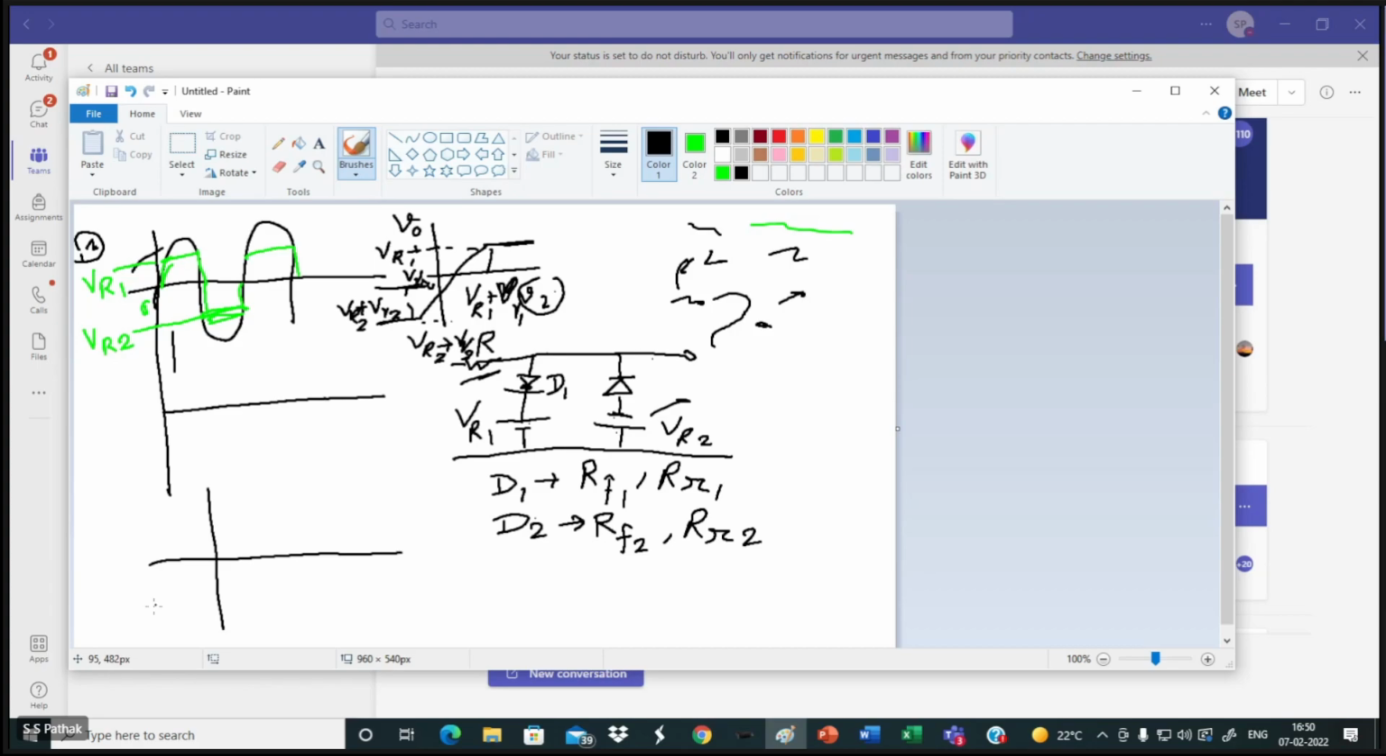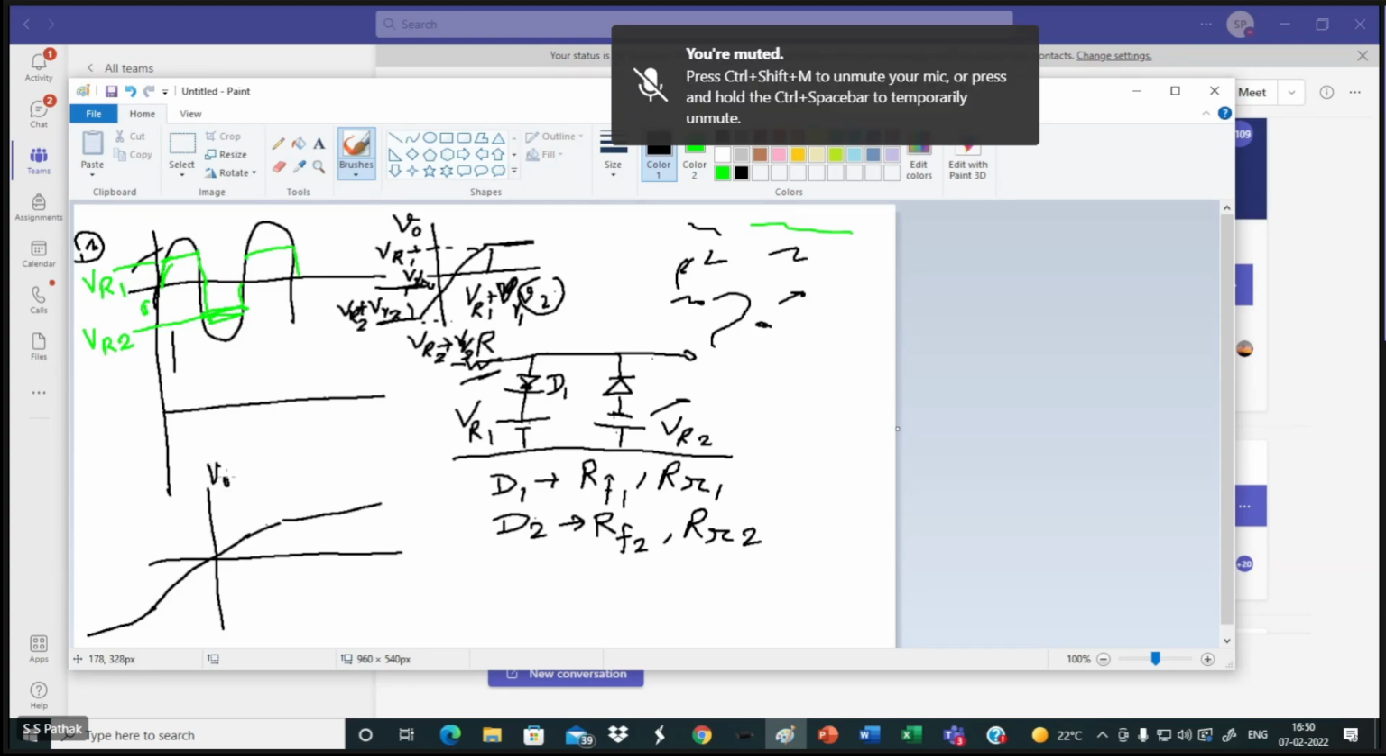It will be going like this. It will not be constant, it will be going something like this. Here it will be going something like this. This and this may not be parallel. That's what I'm trying to discuss here today. This is my V naught, and this is my Vi.